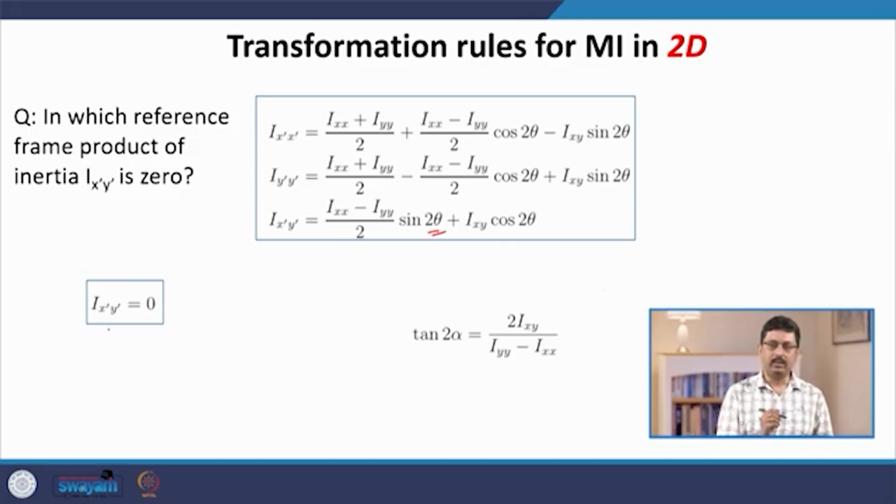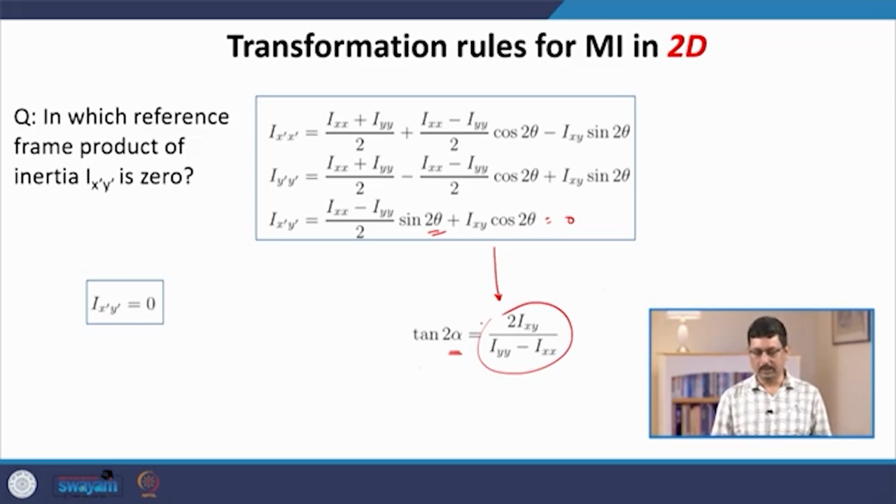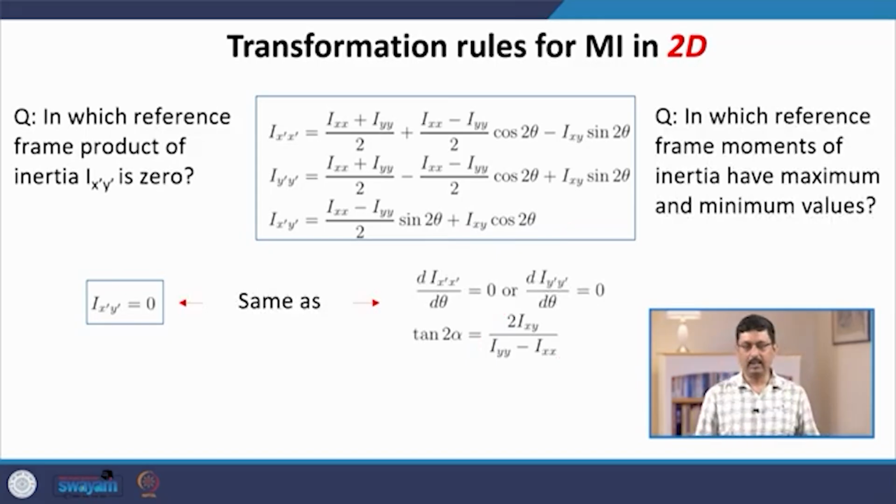Now, if we demand that this product of inertia is 0, which is the condition that in our black axis the mass distribution is symmetric, you can easily solve it for the value of theta, and the particular solution is theta equal to alpha, which is given by this particular relation between the components. Very interestingly, it turns out that this is the same condition if we ask a slightly different question.